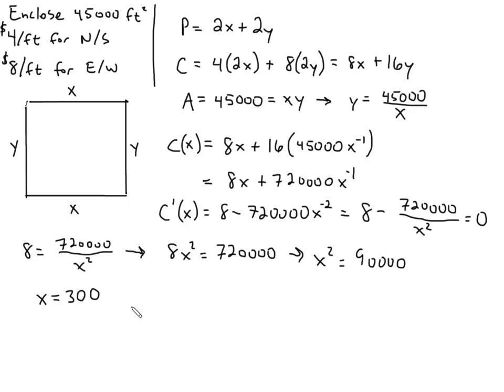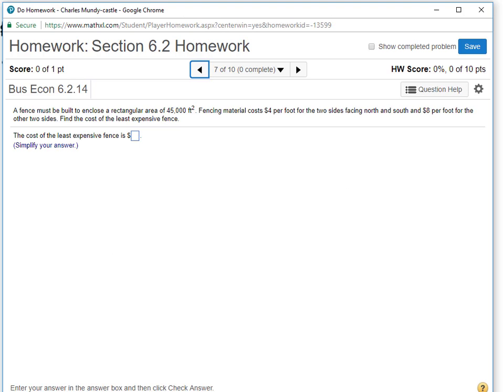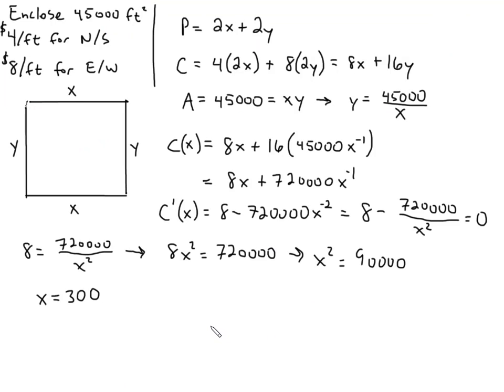Okay, and let me just make sure what the question is actually asking us here. It says find the cost of the least expensive fence. So what we need to do is take this 300 that we just got. Remember, this is the length of this side here. But that's not what they're asking for. They're asking for the minimum cost. So what we have to do next is plug that value into the cost function, and we need to find C of 300.